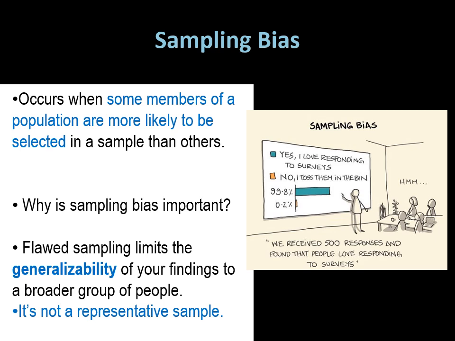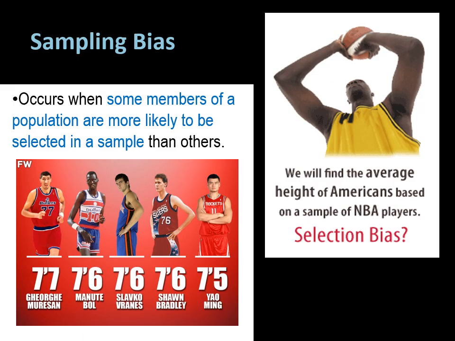Well, why is this important? Why do we care? Well, it gives us a flawed sample. It gives us flawed data. It tells us that we can't really generalize the findings back to the entire population. If you only chose students who are really, really good at math, you can't generalize that data back to the entire school. It is not a representative sample, and that's why we try to avoid bias in all possible ways.